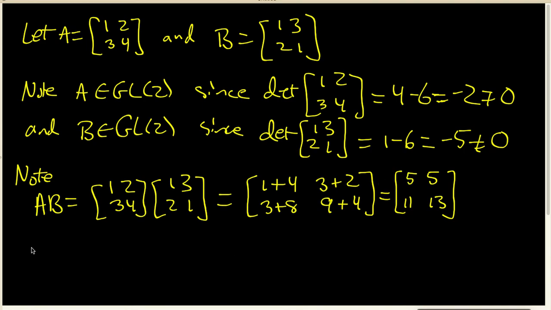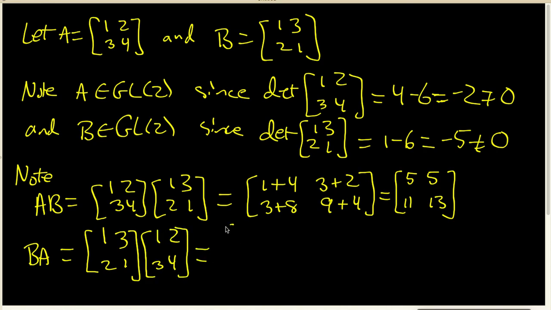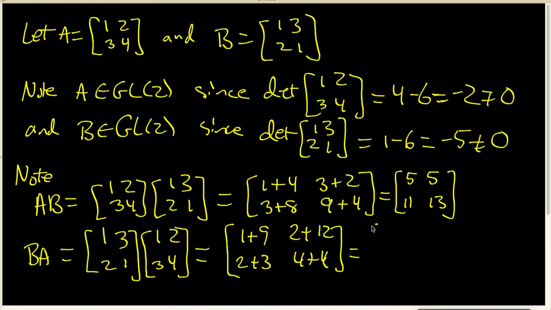There. If I turn the two matrices around, we're going to have 1, 3, 2, 1 times 1, 2, 3, 4. When we compute this product, we're going to have 1 plus 9 and 2 plus 12, and we will have 2 plus 3, and we will have 4 plus 4. When we finish the arithmetic, we get 10, 14, 5, and 8. And these two matrices are clearly not equal.